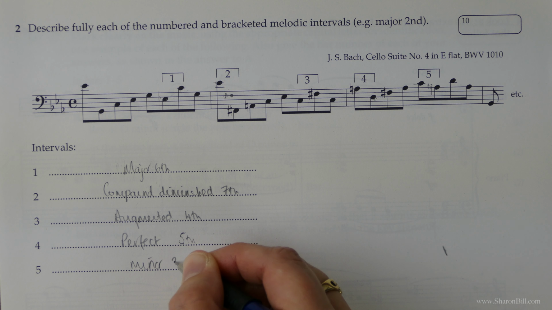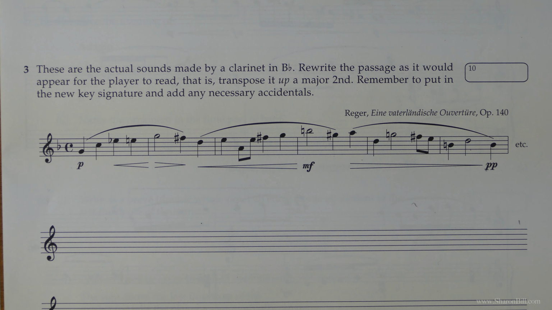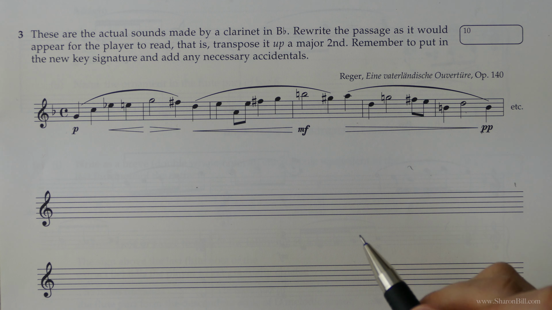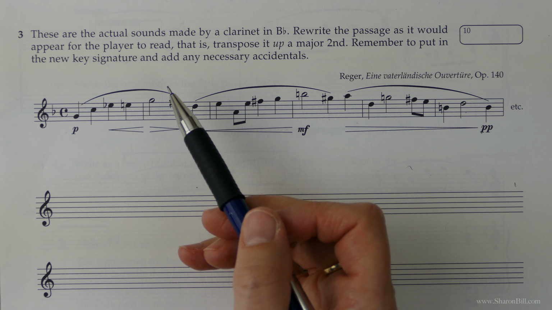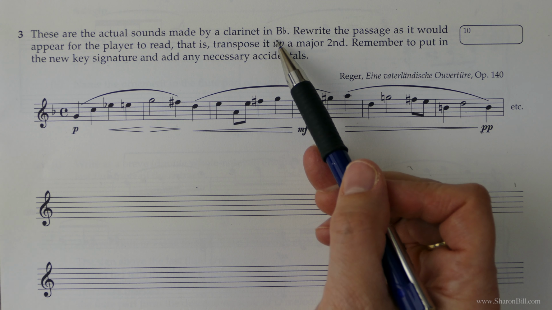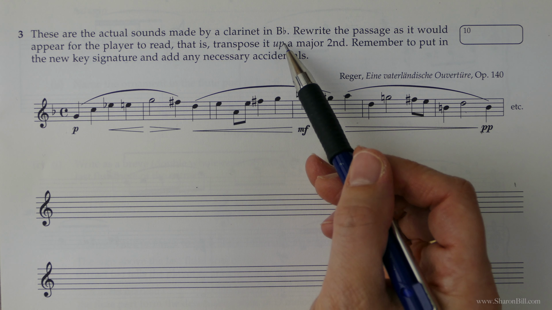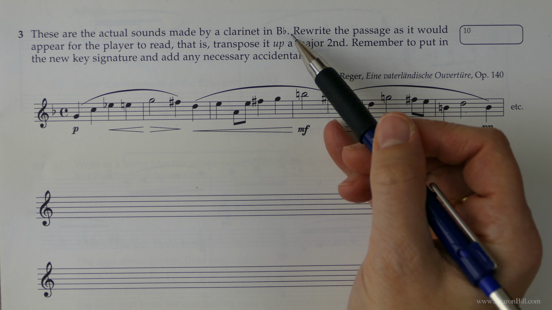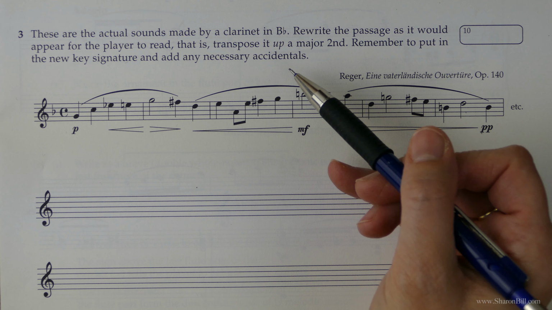There we go. And then the next question, which is a transposition question, again works on this topic of intervals. It's just that we're now doing a long stretch of intervals rather than counting individual ones. Now we're asked to rewrite and transpose this upper major second for the transposing instrument of the clarinet in B flat. When a clarinet plays a note C, it actually sounds a B flat. So in order for the player to be playing at pitch, he would have to transpose it up a major second, and so that's what we're going to do.